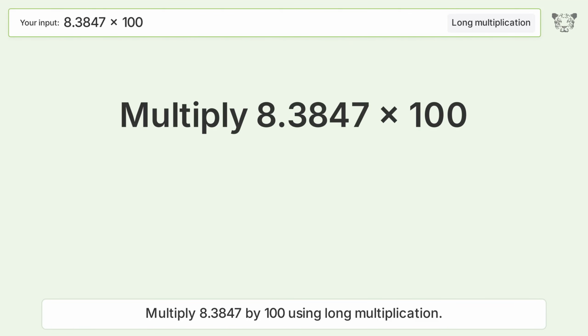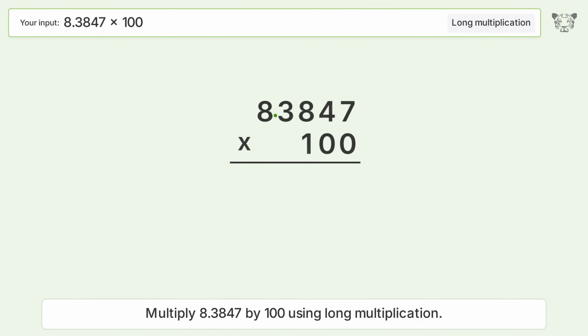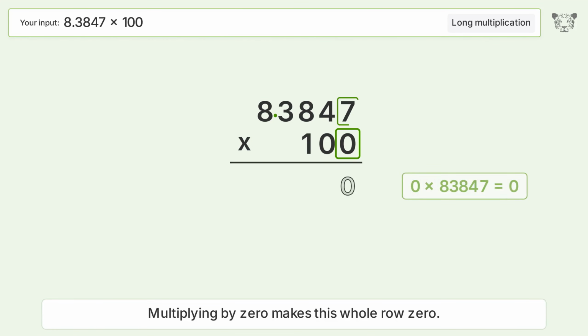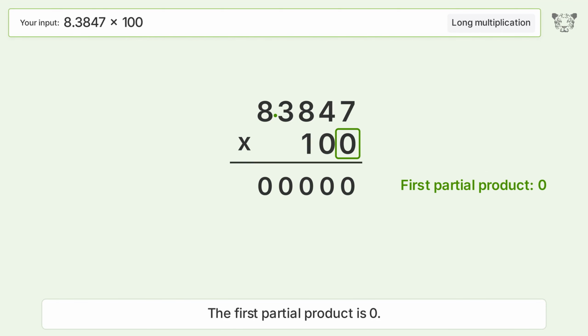Multiply 8.3847 by 100 using long multiplication. For now, ignore the decimal points. Start with the rightmost digit of the bottom factor, 0. Multiplying by 0 makes this whole row 0. The first partial product is 0.